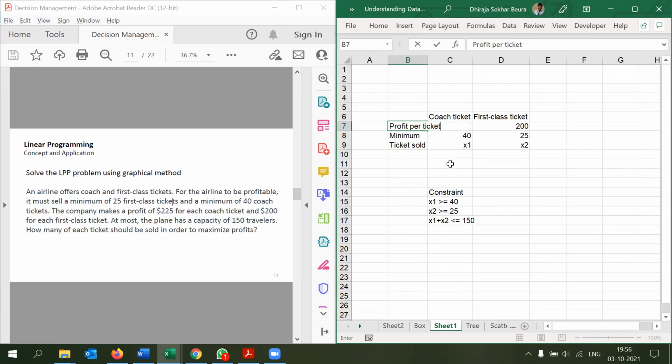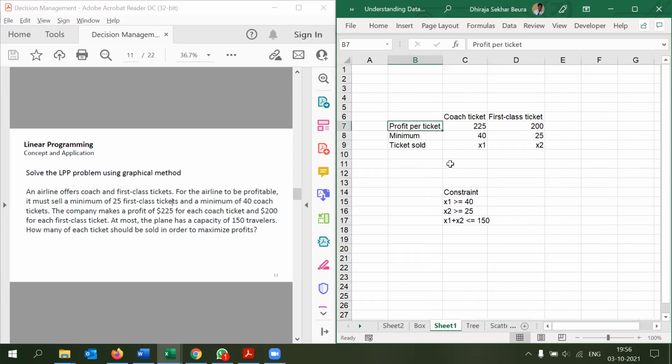I'm still not getting it, Dheeraj. Basically, we need to find this. So this is the objective, right, Sami? The total will be the coach ticket profit 225 multiplied by the total number of tickets sold, which we need to identify. That is X1, right? 225 X1, correct? Yes, yes.